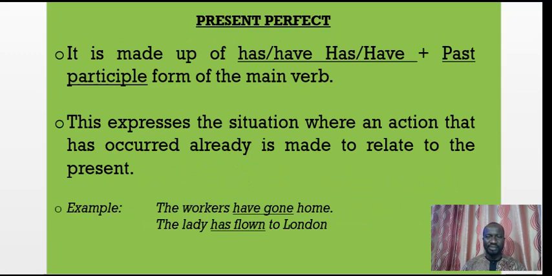Now, present perfect. How do we make it? It is made up of the auxiliary verb has or have, plus the past participle form of the main verb. It expresses the situation where an action that has occurred already is made to relate to the present. For example, the workers have gone home. The lady has flown to London.